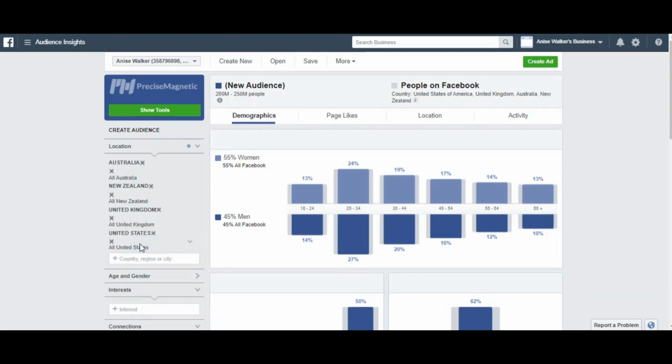Okay, so we look at the demographics and we can see that 200 million to 250 million people are being identified by Facebook Audience Insights to be utilizing Facebook so far. So let's keep moving down. Age and gender.